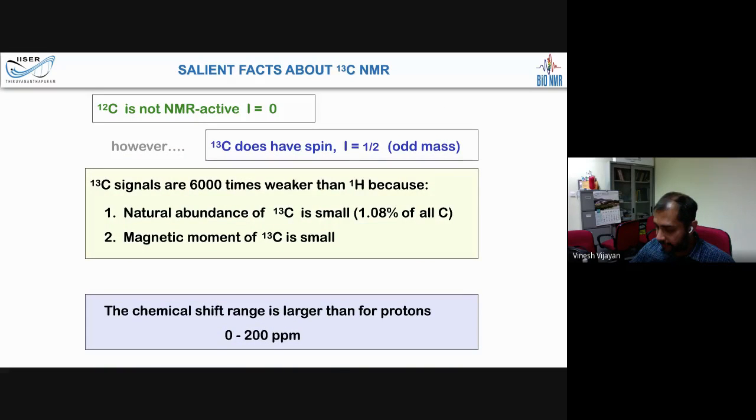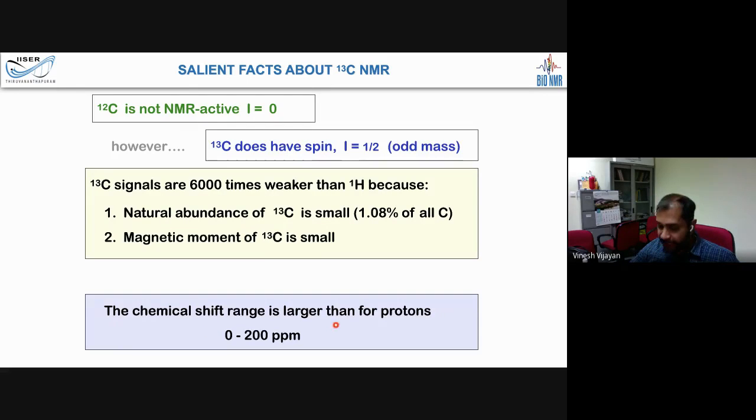So C13 has spin half. Natural abundance is only 1.08%. The magnetic moment is also therefore small. So the C13 signal is 6,000 times weaker than 1H. But we still measure it. If you measure a proton in 3 minutes, you have to take at least 45 minutes to measure a carbon-13 NMR. And you have to have a good amount of carbon material in your sample in order to measure.